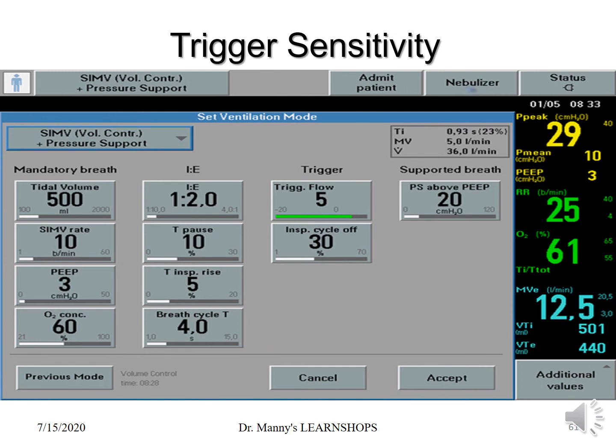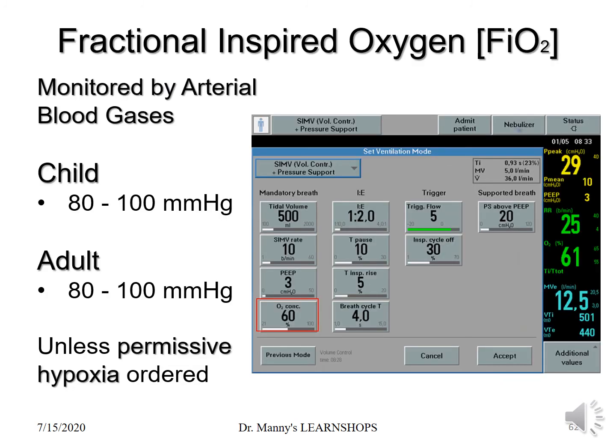Here's an example, highlighted flow trigger. When we come to the oxygen percentage, this is really the fractional inspired oxygen, the FiO2. And typically it's monitored by arterial blood gases, because you don't want to provide oxygen in too high a dose, because this can cause oxygen toxicity.